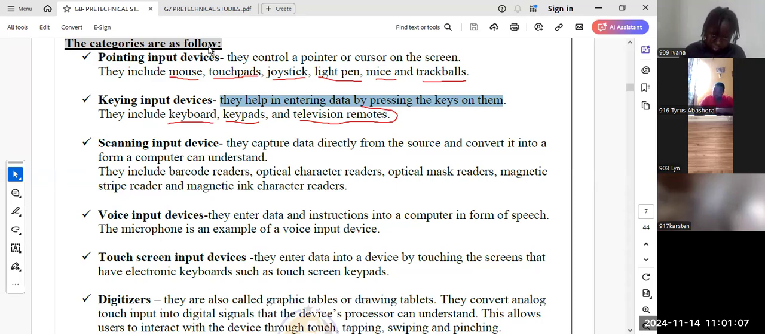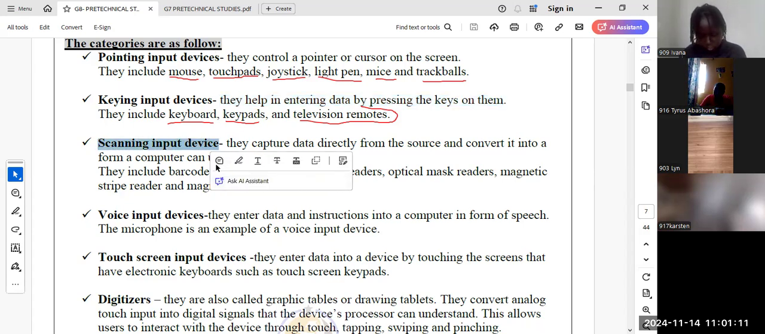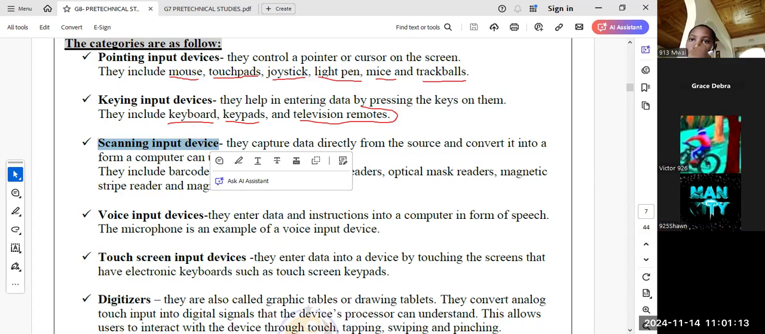Number three, we have the category called scanning input devices.